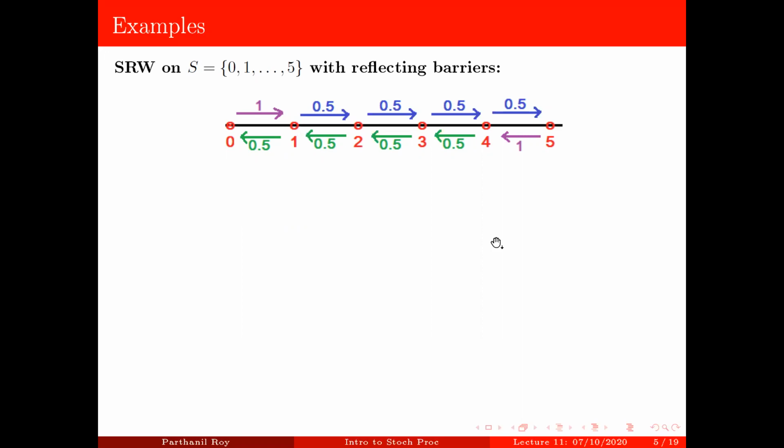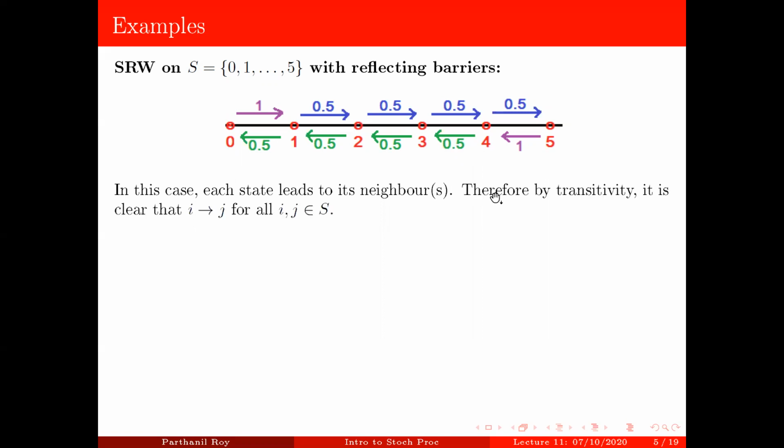Now, in this case, it's clear that each state leads to its neighbor(s). Of course, I'm writing neighbors with S in the bracket because 0 only has one neighbor, and so does 5. But others have 2 neighbors. So each state is going to lead to its neighbor, and everything is connected here in this graph. Therefore, by transitivity, take any 2 states, one leads to the other. You can start from wherever you like and reach wherever else you want to go.